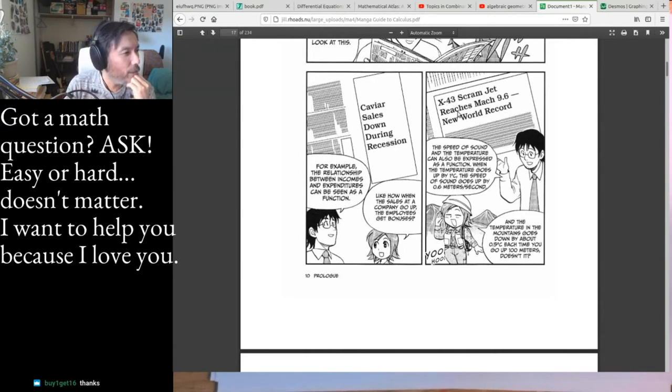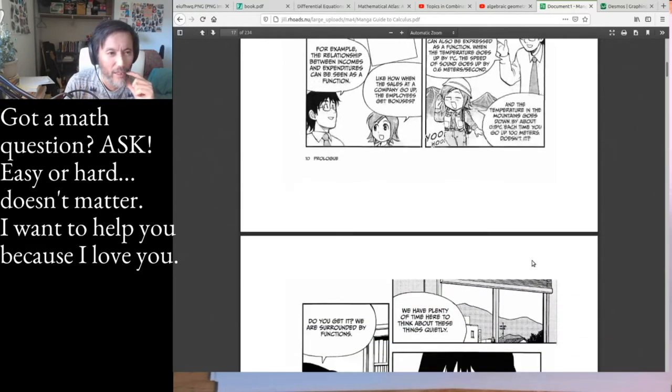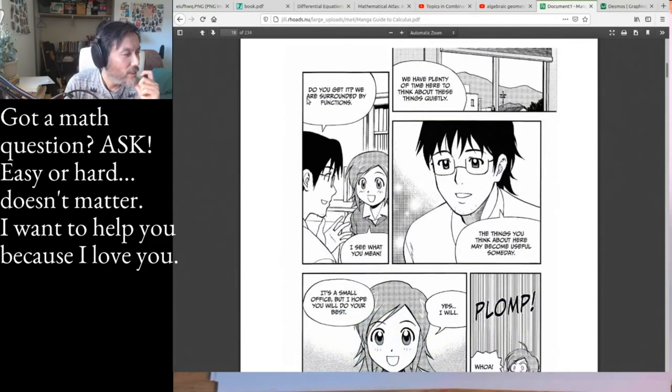X-43 scramjet reaches Mach 9.6. New record. The speed of sound and the temperature can also be expressed as a function. When the temperature goes up by 1 degree centigrade, the speed of sound goes up by 0.6 meters per second. And the temperature in the mountains goes down by about 0.5 centigrade each time you go up 100 meters, doesn't it? How do people know this shit? Do you get it? We are surrounded by functions.